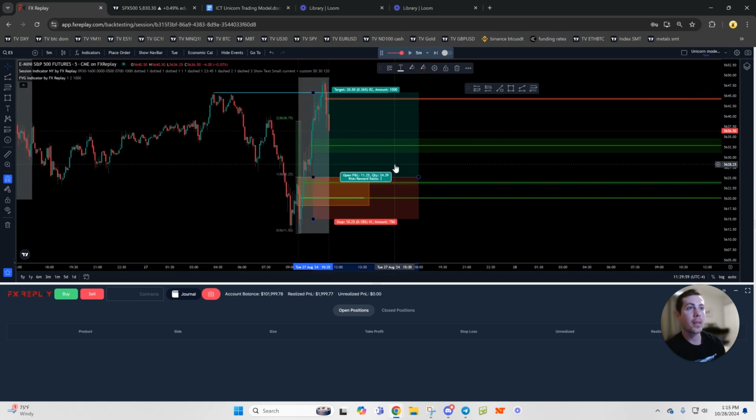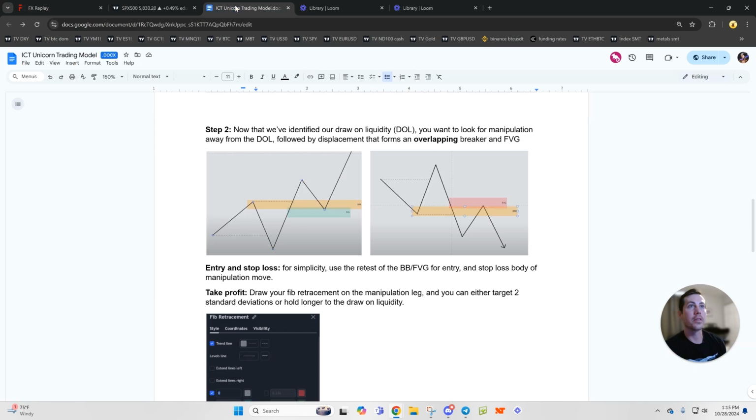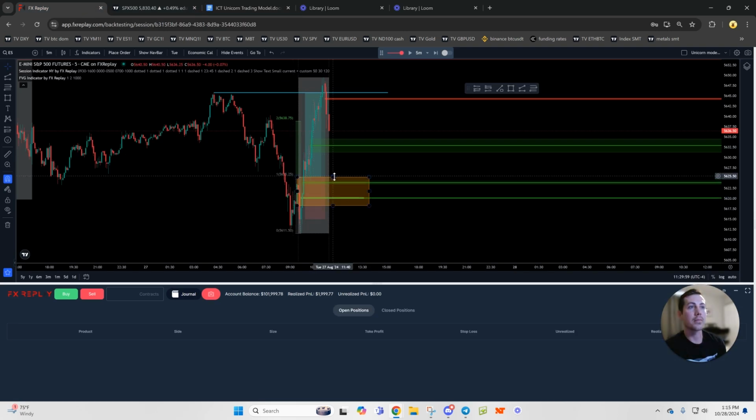Nice. So this is probably not how they're all going to work, but really nice start to the session. Just to review, we had a sweep to the downside followed by displacement to the upside. We entered on our retest of the top breaker in this case, and we targeted our draw on liquidity for a nice easy win on this day.